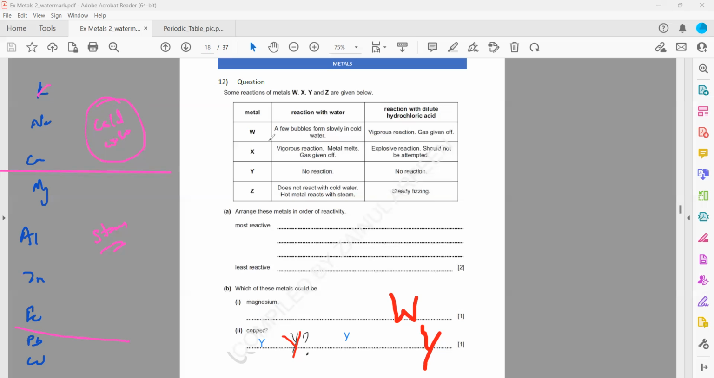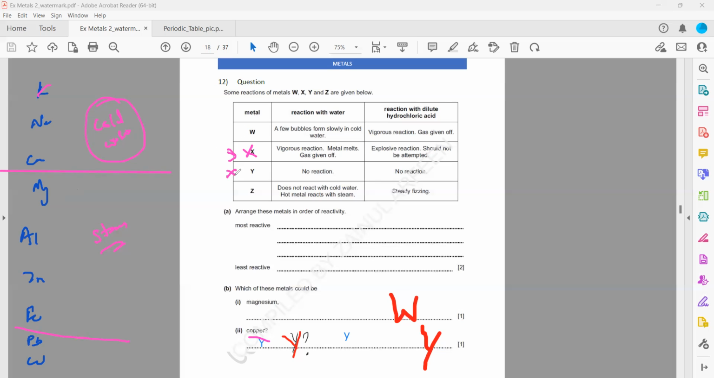After X, what else do we have? This Y is no reaction. And when you talk about copper, copper does not react with water nor with steam, nor with dilute acid. So that's why copper is Y. We want to work out why X cannot be magnesium: because it is reacting vigorously with the water, but magnesium does not react vigorously with cold water or normal temperature water.